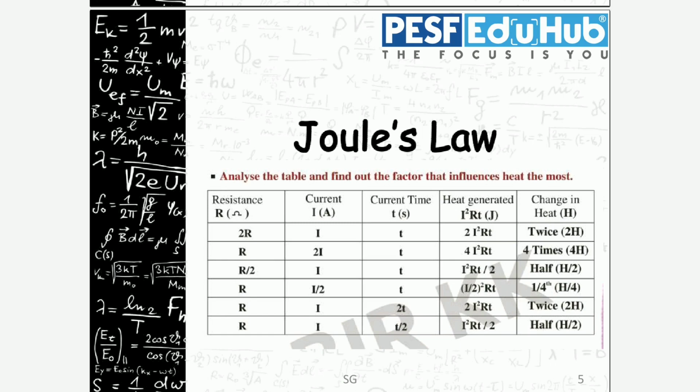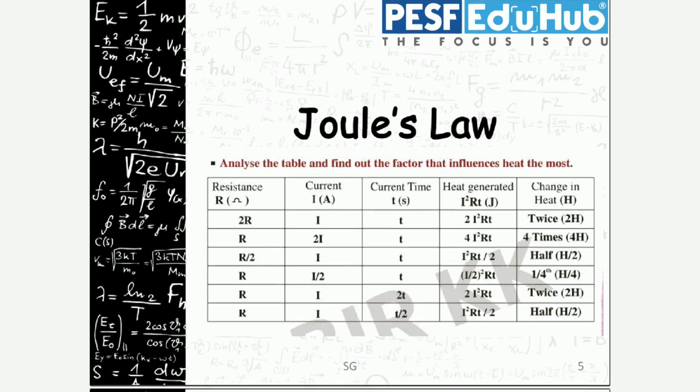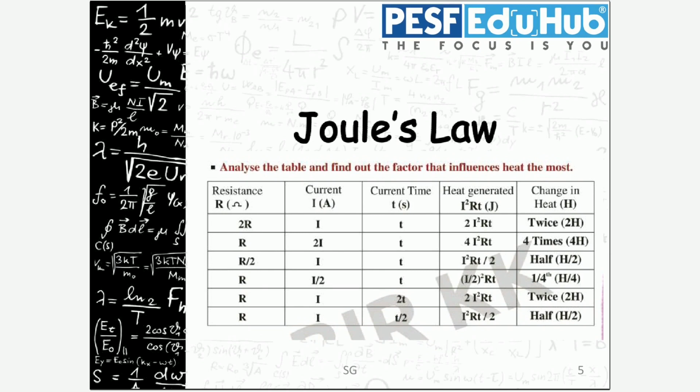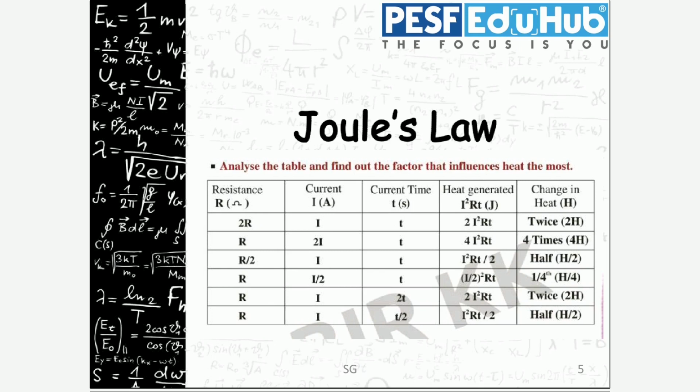So twice the heat. Next, the resistance is R and the current is doubled, current is 2I and the time is T. Then what about the heat? Heat is equal to 4 I square RT, that is 4 times the heat. Here the resistance is half, current is I and time T. Then the heat is equal to I square RT divided by 2, which means the heat is half. Next, resistance is R and the current is half, I by 2, and the time T. So heat is equal to H by 4, which means the heat is one fourth.